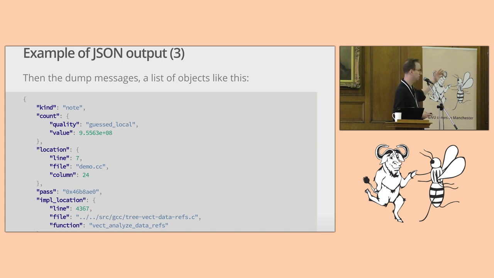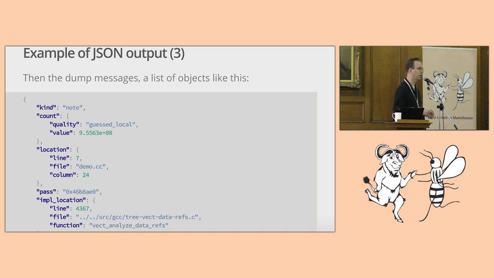Then there is the location. This is the location in the user's source code: file, line, column, which is reasonably obvious. The pass is the ID of the pass. So if there are lots of messages from the vectorization pass, I can just describe the vectorization pass once and refer to it. Next is the implementation location.